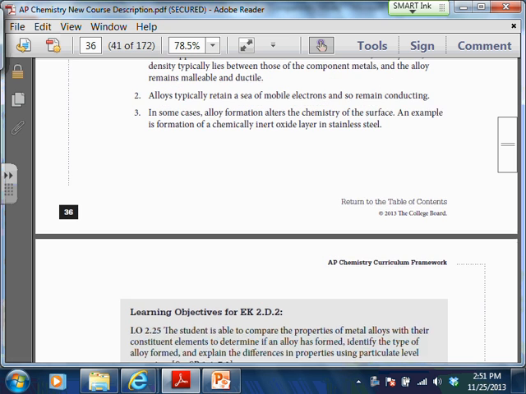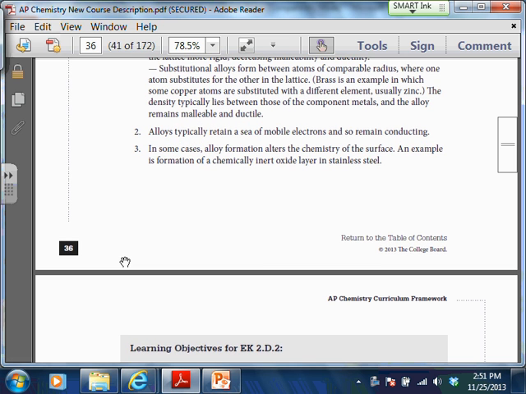So then it talks a little bit more about alloys, which would be good to know. When you form alloys, obviously it can alter some of the properties as far as the conductivity and those sorts of things. Okay.